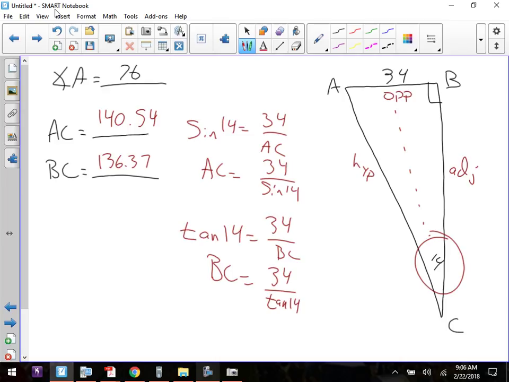Well, in this case, you're just doing what we're doing. You look at what you have. You've got side AB, side BC. What else do you find? Side AC, and find an angle. So what you're doing is you're making a list of what you need to find.